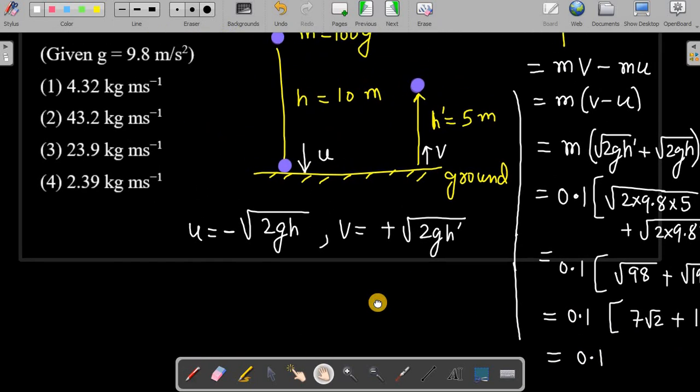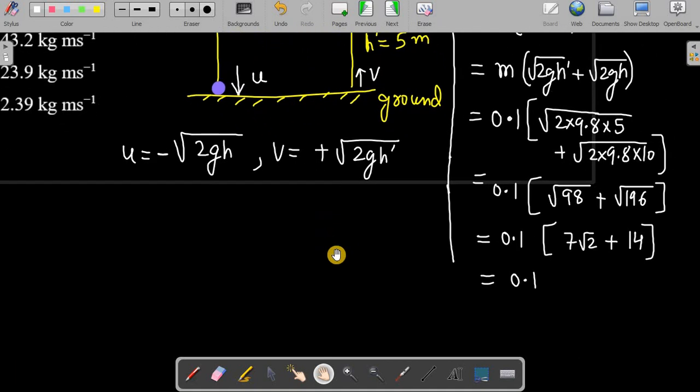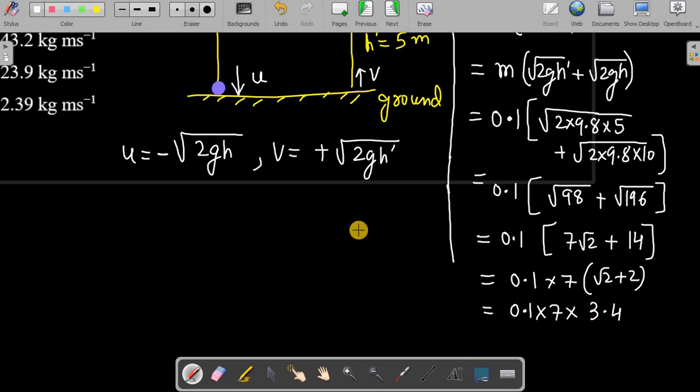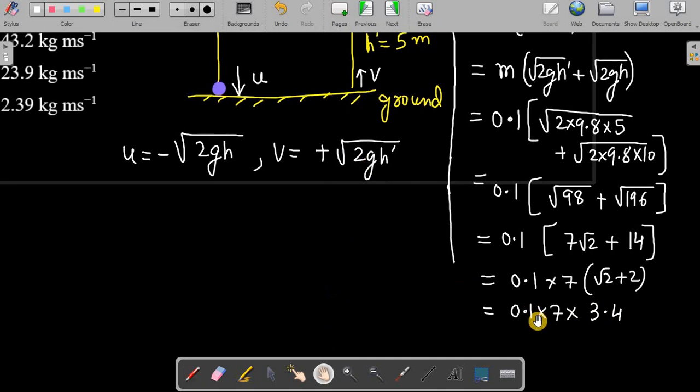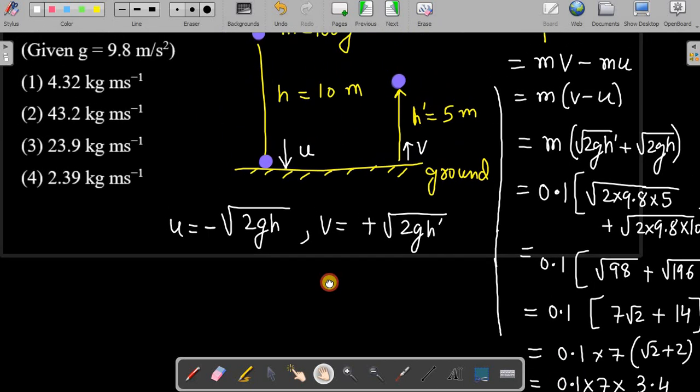Now check the options. Options are near to what? We can try to calculate near to what. If you take 7 outside, how much will you get? You'll get root 2 plus 2, right? So 0.1 into 7 into root 2 is 1.4, near to that. So 2 plus 1.4, this will be near to 3.4, isn't it? So 7 into 3 is 21 point something, it should be larger than 21, but here 0.1 is also there, so there is one extra factor, near to 2 point something, it should be there, right?